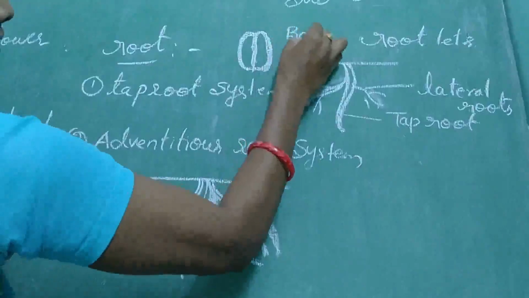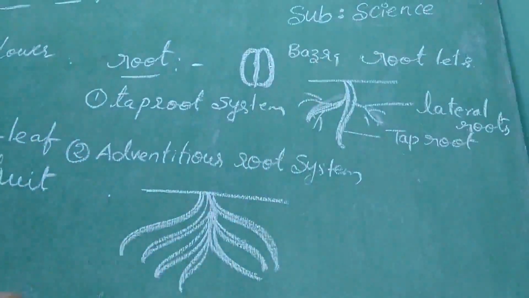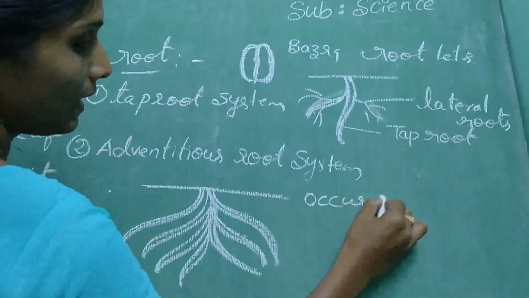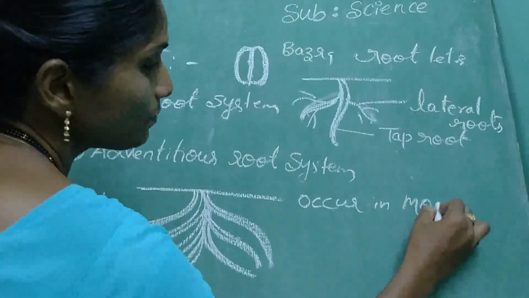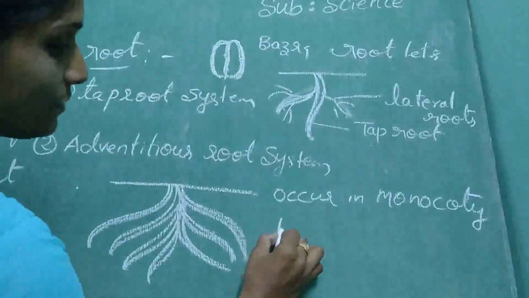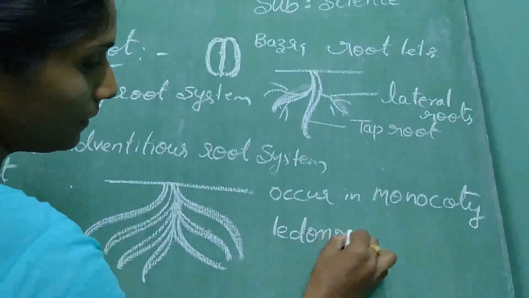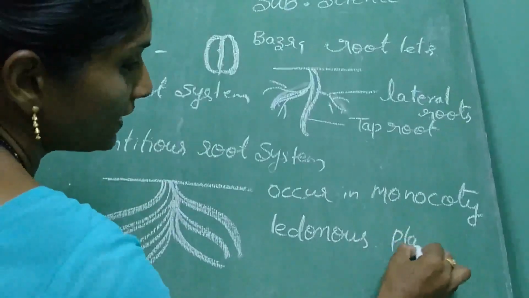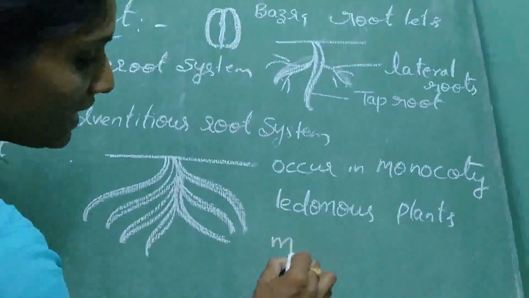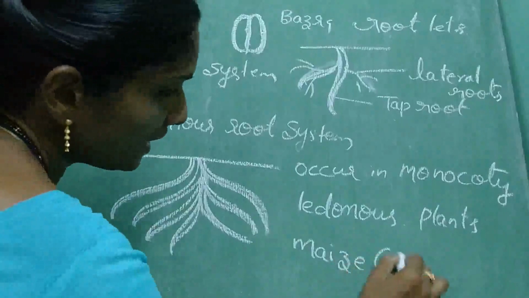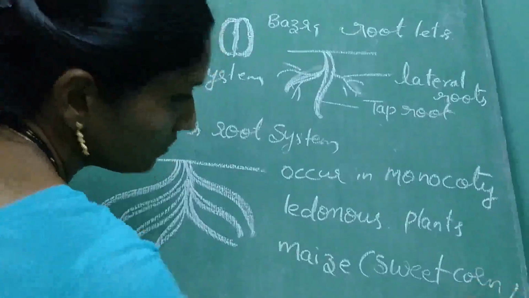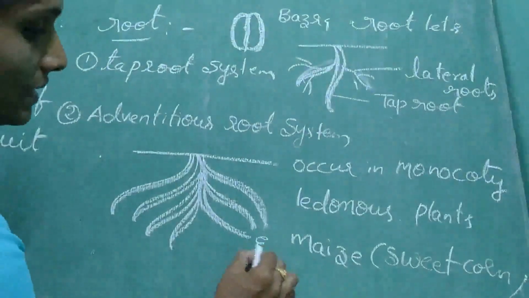Example, bajra. And the adventitious root system occurs in monocotyledonous plants. The example of monocotyledonous plants is maize. Maize means sweet corn.